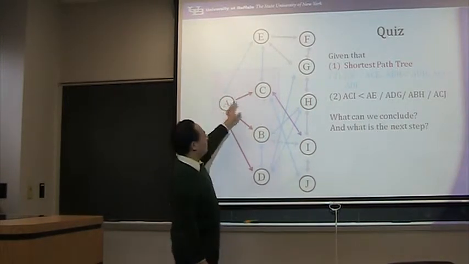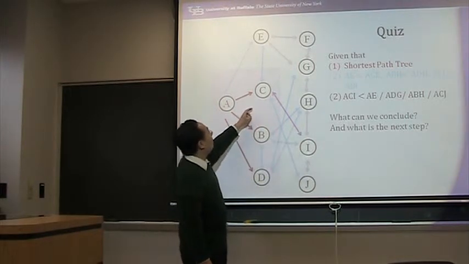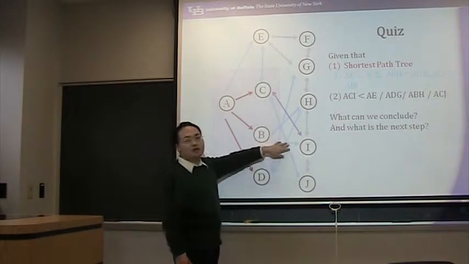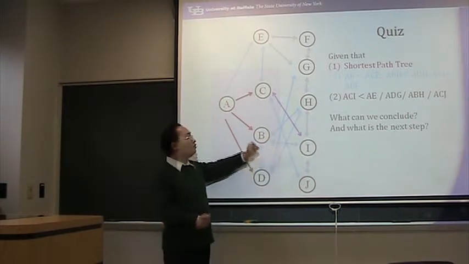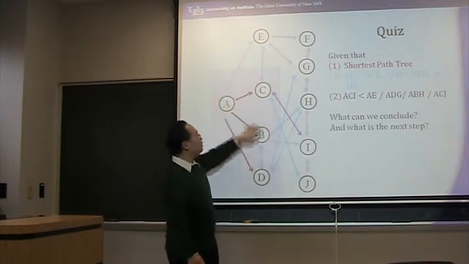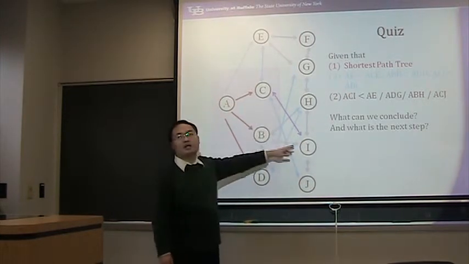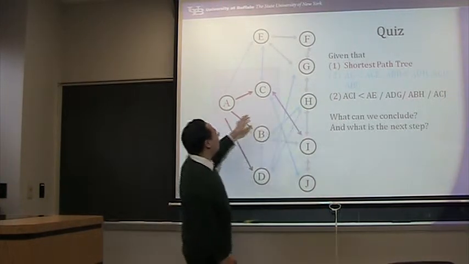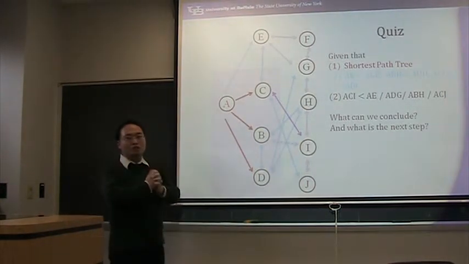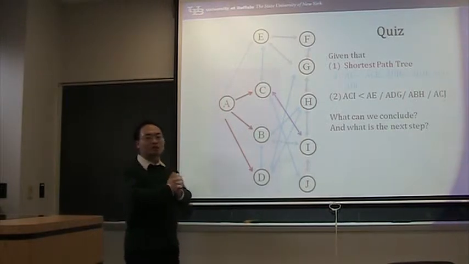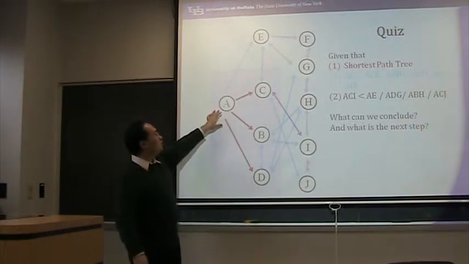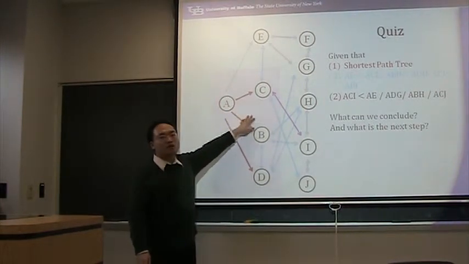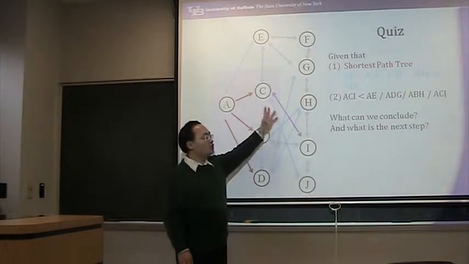Similarly, we know ACI is shorter than ABI, so we remove this ABI. Be very careful, we are comparing ACI and ABI, not CI and BI. After this comparison, we now have the current shortest path from the starting point, using all the points in the shortest path tree to any adjacent point.